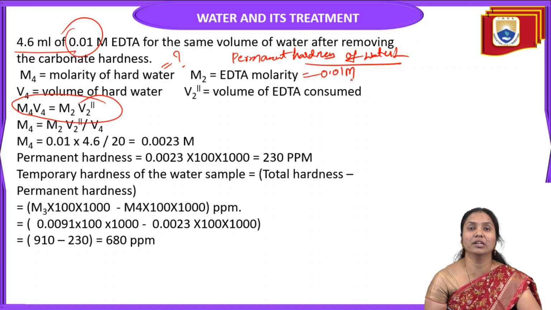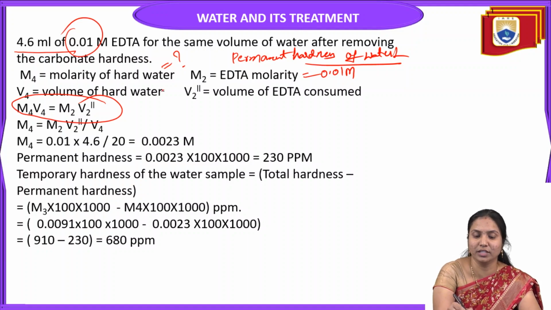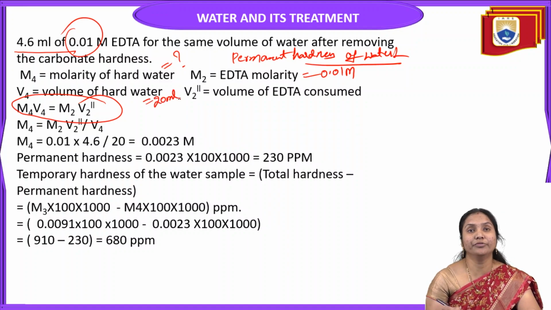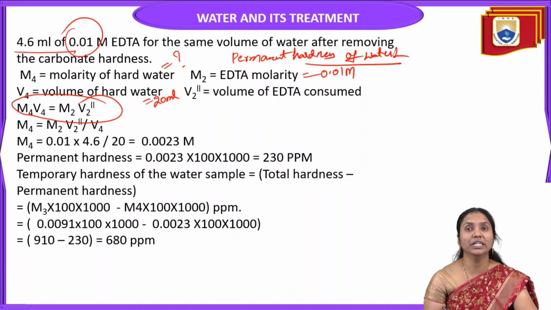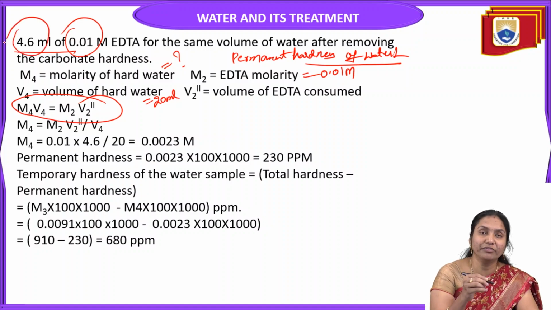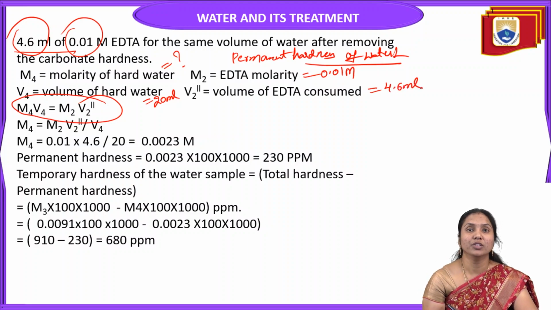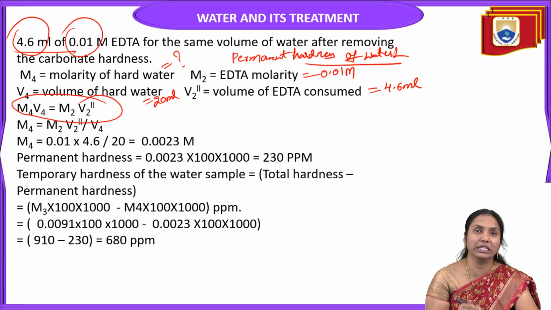Next, V1 is the volume of hard water. Volume of hard water is equal to 20 ml. And next, V2 is the volume of EDTA consumed. Here 4.6 ml of EDTA is required, so V2 equals 4.6 ml. All the values we can substitute in this formula.